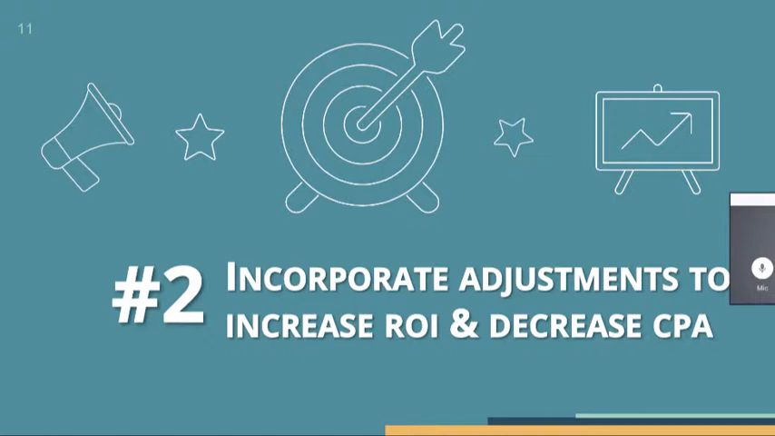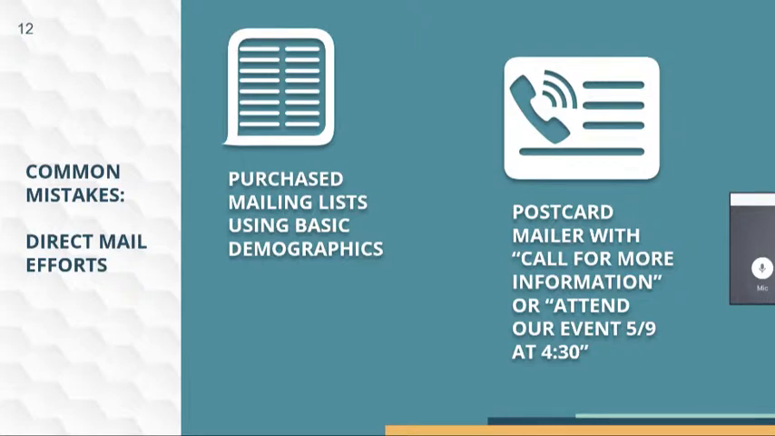Okay, so let's review what can be done to make these adjustments, and you'll be surprised that these adjustments are things that you can incorporate today with your marketing plan and with your teams in the field. We're going to go back to the slide again where we talked about common mistakes, and we'll talk about what you can do instead of some of these things that you may be finding aren't yielding what you need them to. So, for example, we'll talk about the purchased mailing lists and the use of basic demographics.